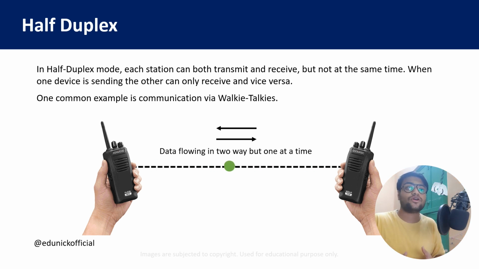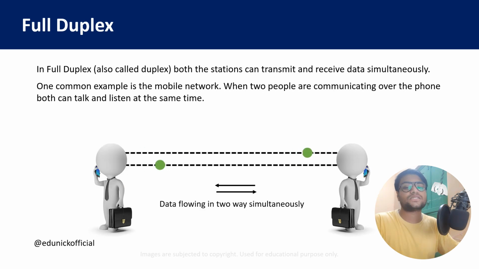In a half duplex mode of communication, each station can both transmit and receive, but not at the same time. They can only transmit or they can only receive, but not at the same time. Okay, so one common example is the walkie-talkies, which the police officers, the cops, use on the road. Okay, now the third one is basically full duplex mode of communication.